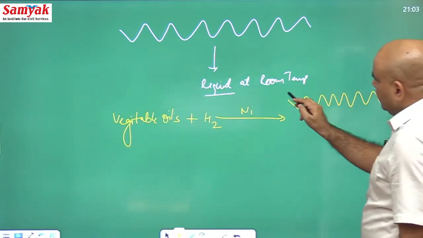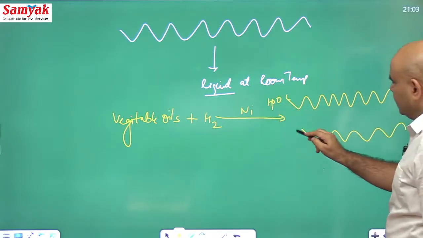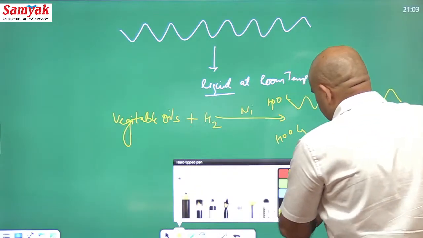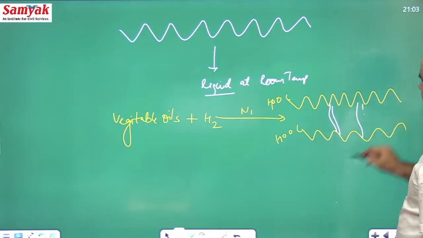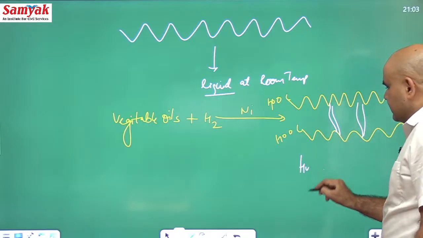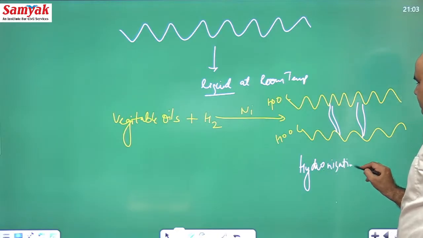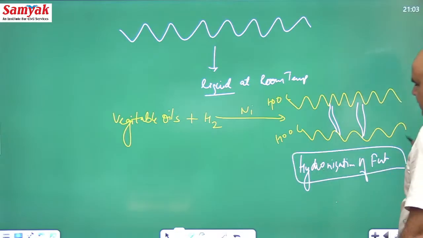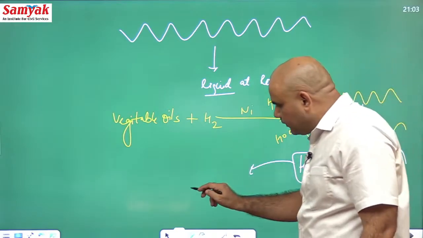This is saturated fat, this is other saturated fat. Now, because you are mixing them with hydrogen, bonds will be formed between them. Now, this process is named as hydrogenation of fats. This hydrogenation of fats leads to formation of a new type of fats.